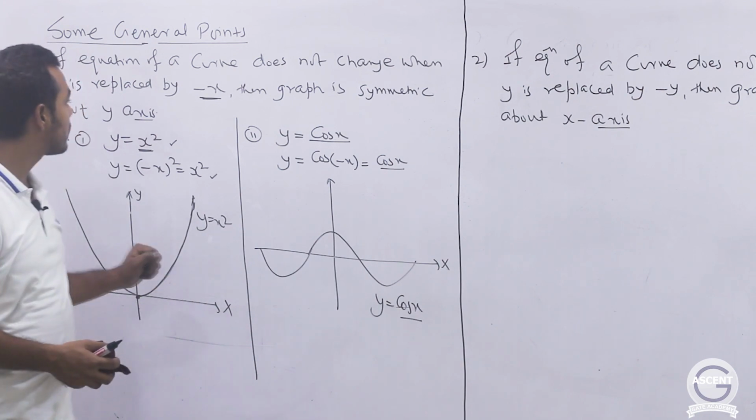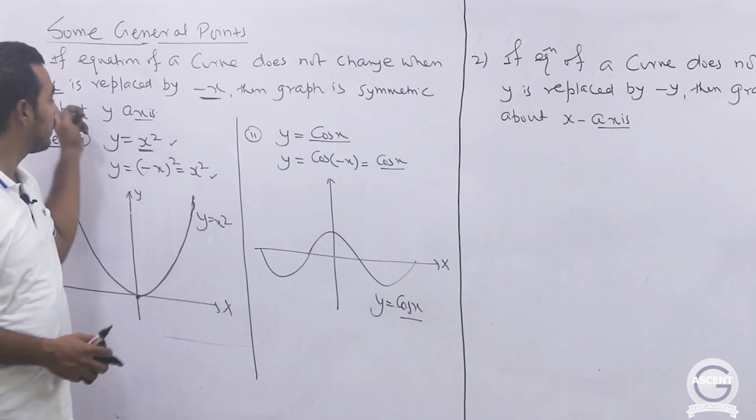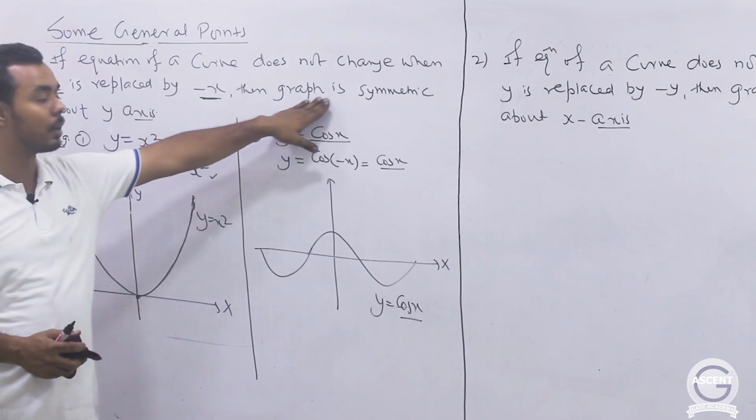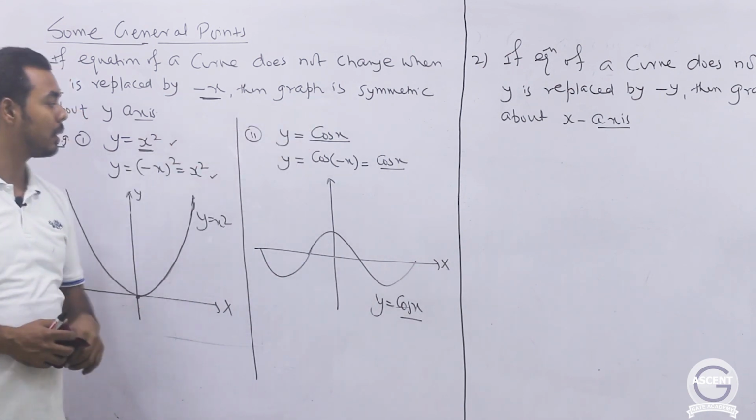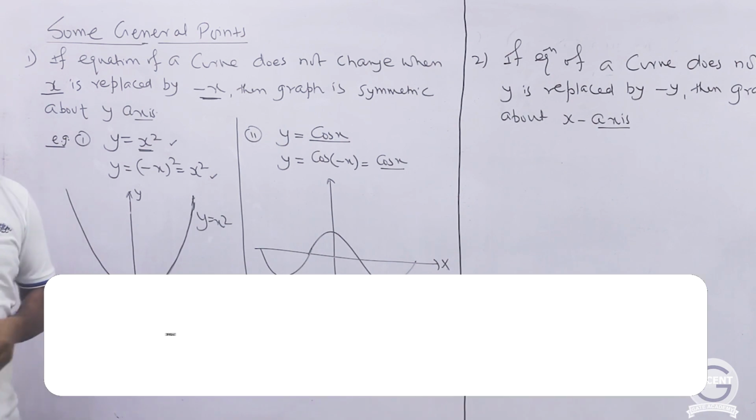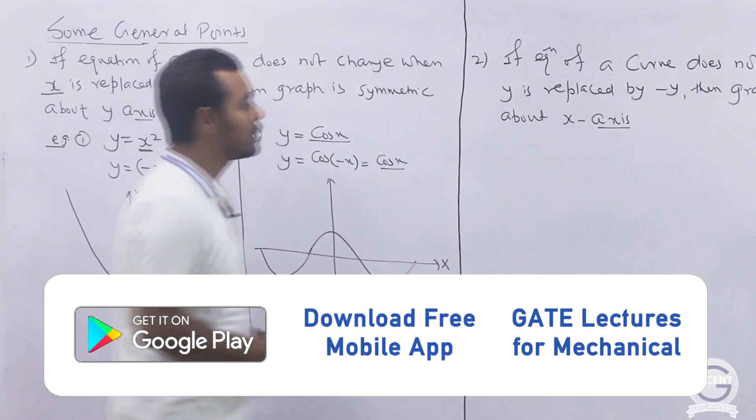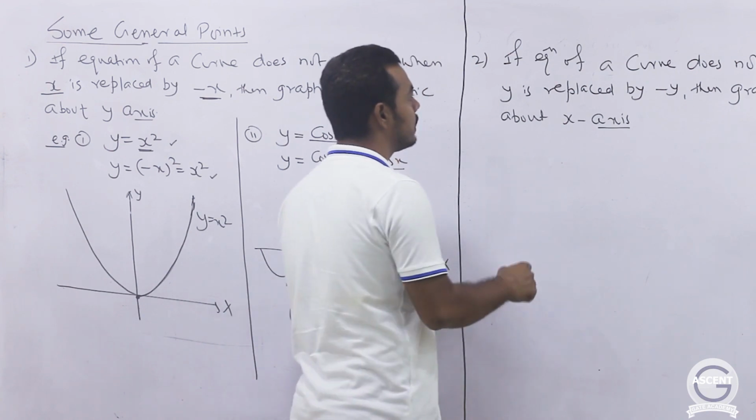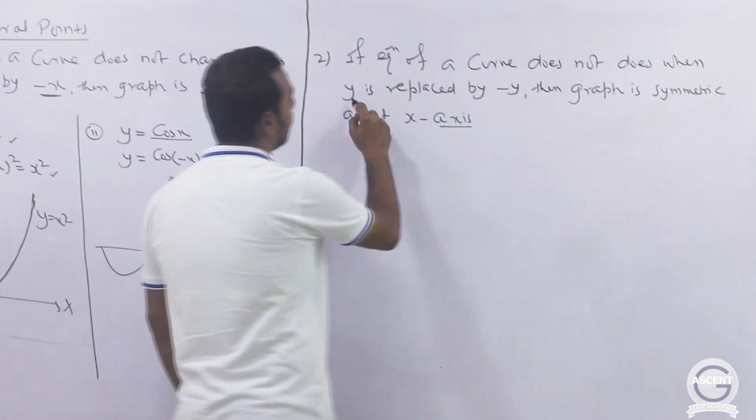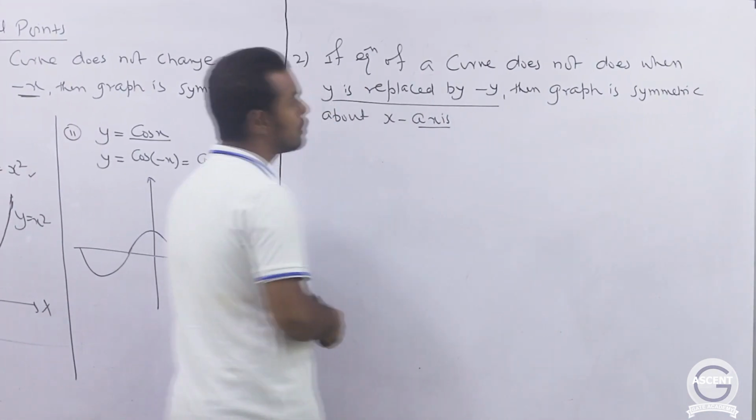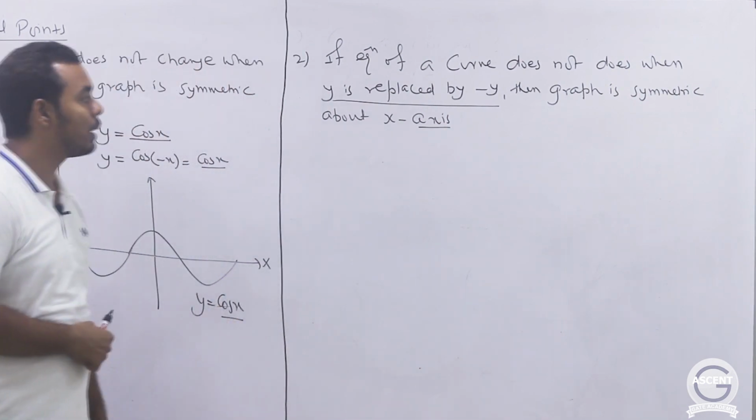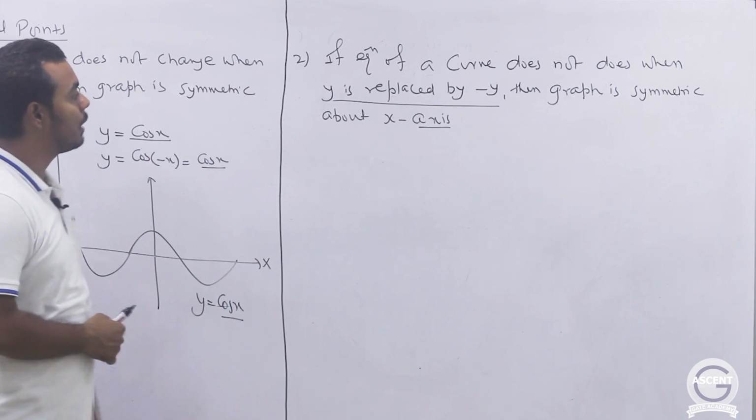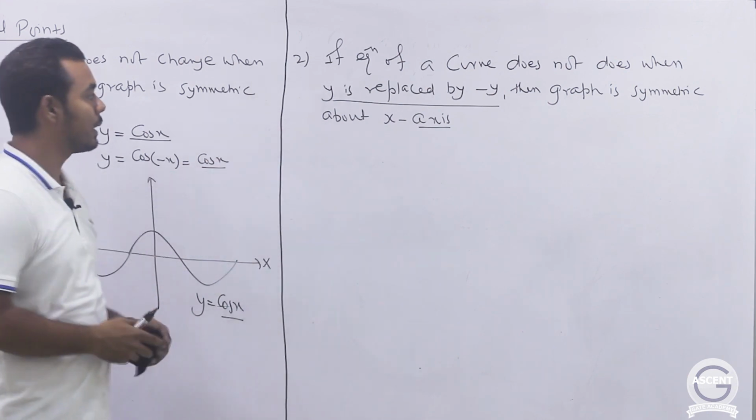So this was the first point. In any curve, if you replace x by minus x and there is no change in the equation of the curve, then the graph of that curve must always be symmetric about y-axis. The second point is, if the equation of the curve does not change when y is replaced by minus y, in place of y write minus y, and if you are getting the same equation, then it means the graph will be symmetric about x-axis.